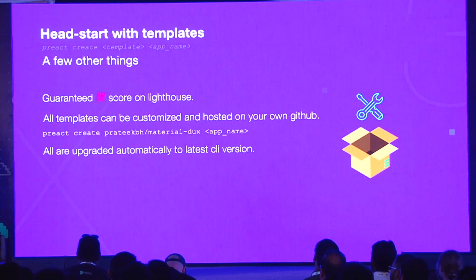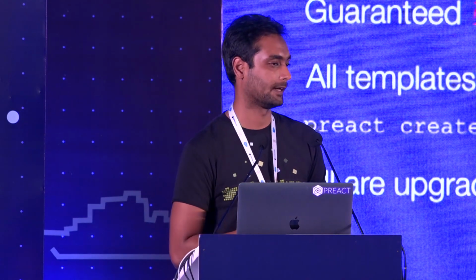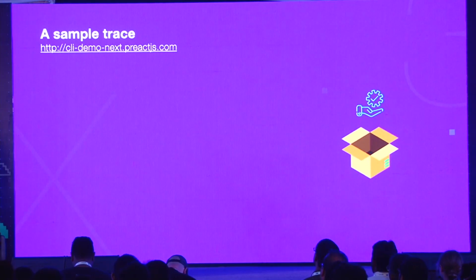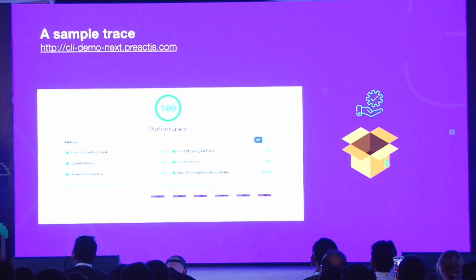All these templates are automatically upgraded to whatever latest CLI versions we push out there. So you can be assured that if you just upgrade your Preact CLI, everything will be upgraded for you. If you want to see what a sample trace actually looks like, you can go to this link, cli-demo-next.preactjs.com, and you will see that it's an all-in-all 100 on performance.